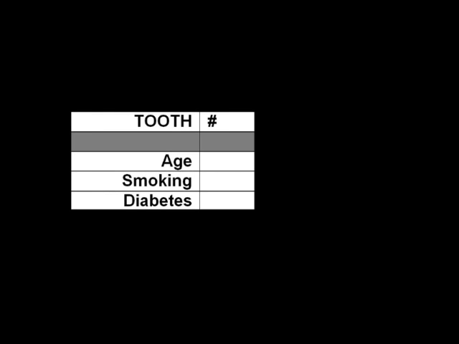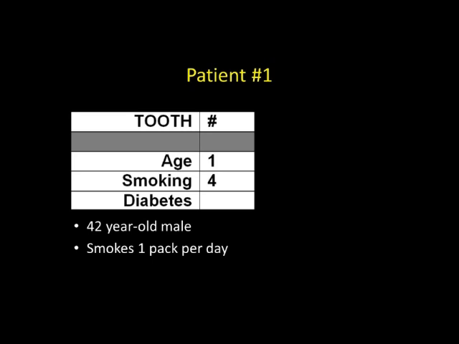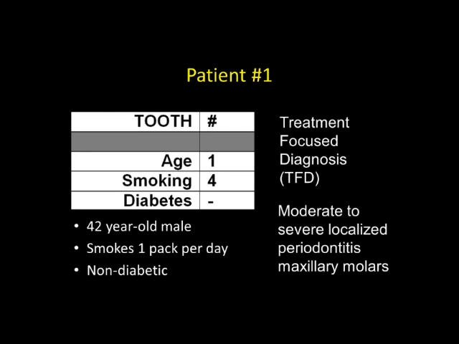You will notice on this slide we have the first 3 of the 7 factors listed. The reason these are separated at this point is that these 3 factors can be scored from the health history before the dentist even comes into the room. Now, let's talk about patient number 1, who is a 42-year-old male who smokes a pack of cigarettes a day and is not a diabetic.